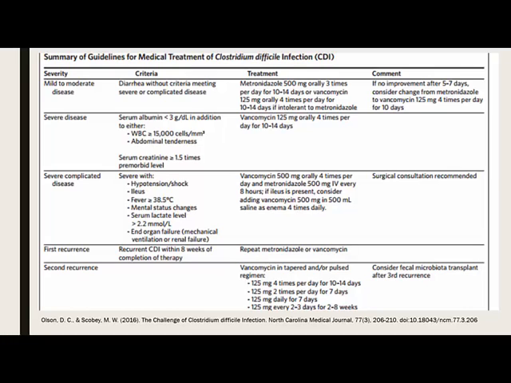This is a summary of guidelines for medical treatment of Clostridium difficile infections. It is categorized based on the severity of disease, in which criteria are provided and a method of treatment is provided as well. There are also comments suggested for each of the categories presented.